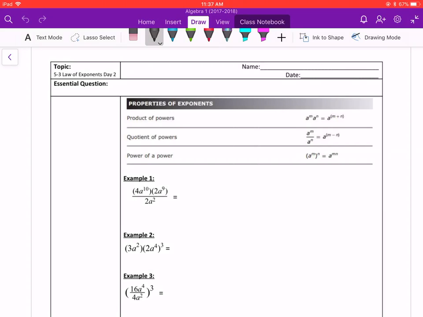So day 2. Our essential question is, how do I simplify using Law of Exponents? I'll give you a list of the exponents.